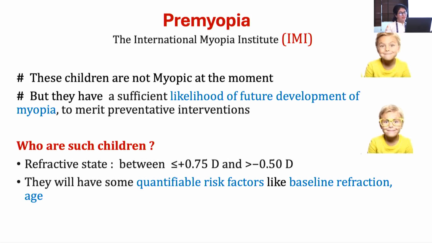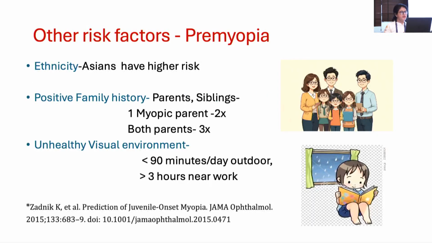They will have some quantifiable risk factors like baseline refraction, age, as Dr. Thanos told, and other risk factors like ethnicity. Asians are at higher risk, and a positive family history, that is, for parents and siblings, if one parent is myopic 2 times, and if both parents 3 times the chance of developing myopia. And an unhealthy visual environment, that is, more near work and less outdoor activities.